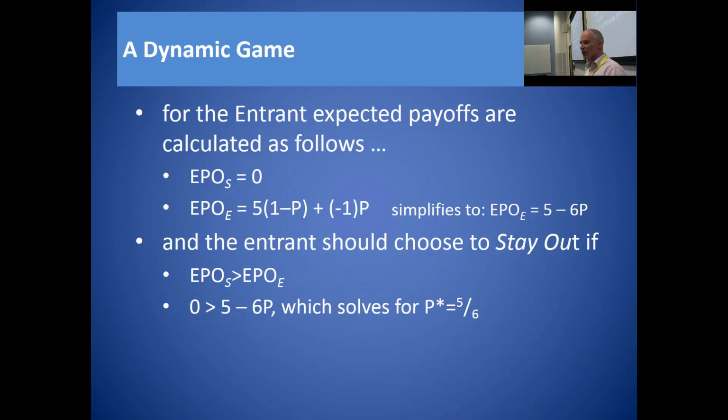Well, work through the algebra for yourself. 0 and 5 minus 6p. And that will say that the expected payoffs are the same when p, that crucial probability, equals 5 over 6, I should say. And so, if p is greater than that, we have that the expected payoff of staying out is greater than the expected payoff of entering.